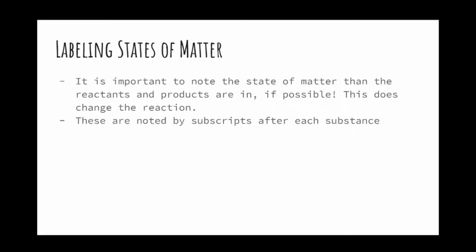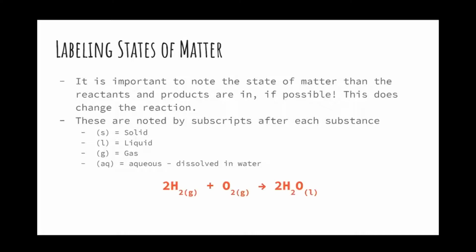There are 4 types of subscripts that you should be familiar with. The first one is an S for solid. Then we have an L for liquid. We have a G for gas. And an AQ, which means aqueous, and that means that it's dissolved in water. So if we were to apply subscripts to our previous reaction, we have some hydrogen gas and some oxygen gas, and they react to form water, which ends up being a liquid.